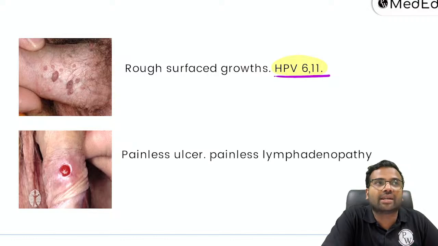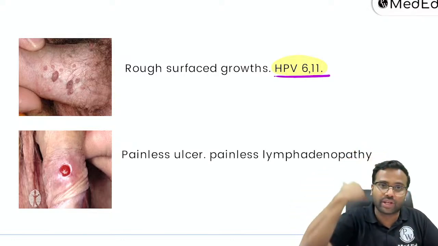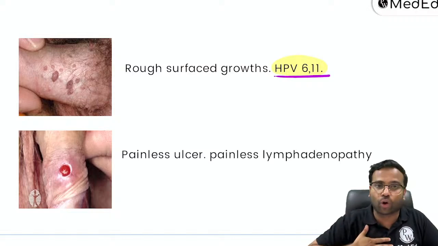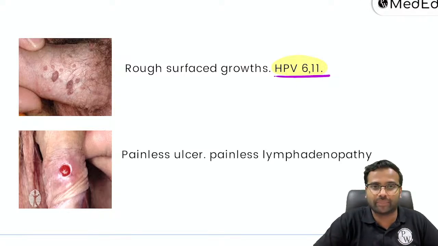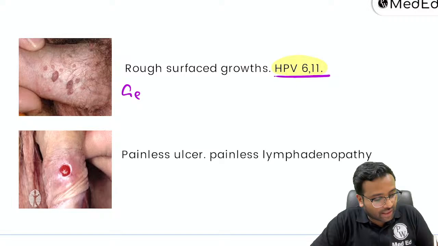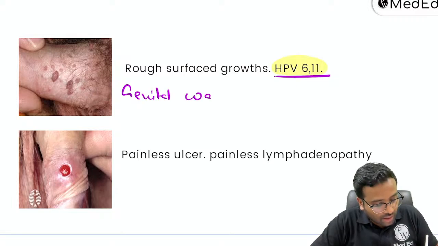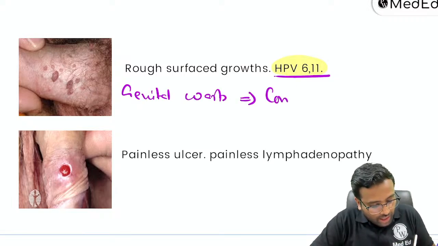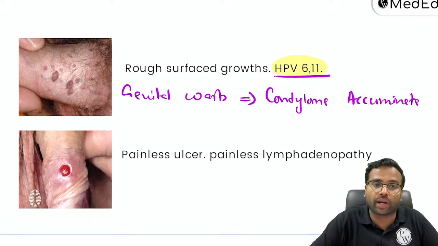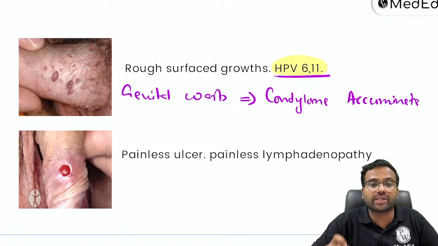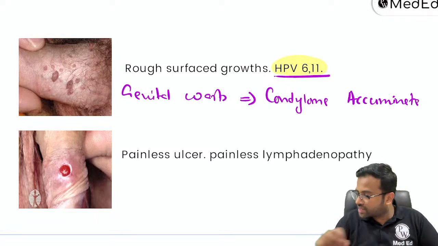It is just like how you call tinea infections: tinea capitis, tinea faciei, tinea barbae, tinea corporis, etc. Similarly, according to the site of the lesion, we name it differently. So whenever we find genital warts, we call it condyloma acuminata. It is caused due to HPV 6 and 11.